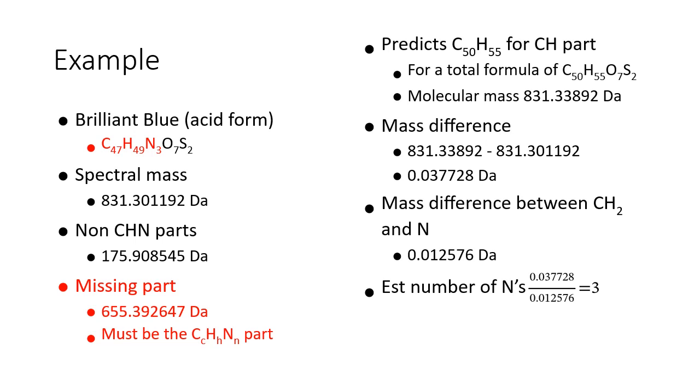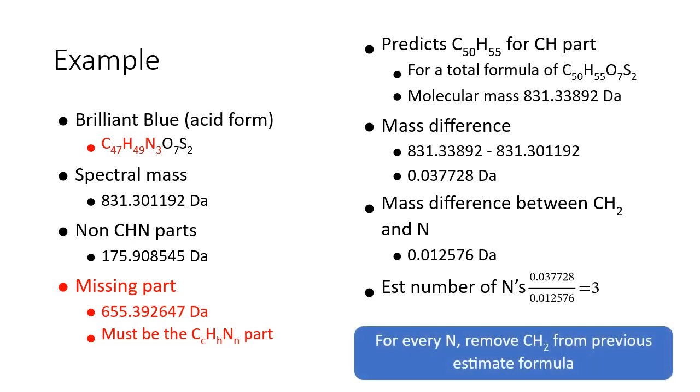As before, because we're using the exact mass of the molecule as the spectral mass here, that gives us the exact answer 3. But in a normal spectrum with a mass error, you'd simply round to the nearest integer at this stage. And then, having calculated the number of nitrogens, you just revise the formula of the nitrogen-free molecule by subtracting 1 carbon and 2 hydrogens for every nitrogen.